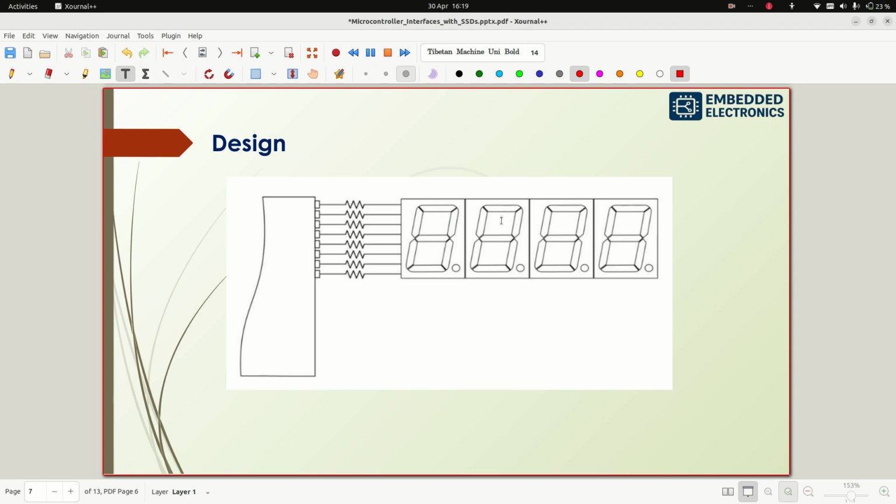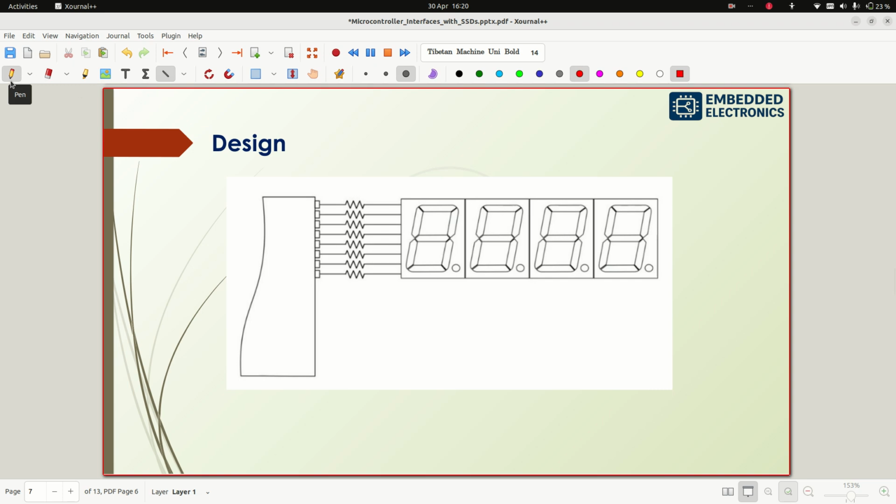We prefer not to connect all 32 lines to the microcontroller. So here all 4 SSDs are commonly connected. Here we have A. In this SSD the A segment is connected to the A segment of another SSD, like that, commonly connected. So what will happen now?